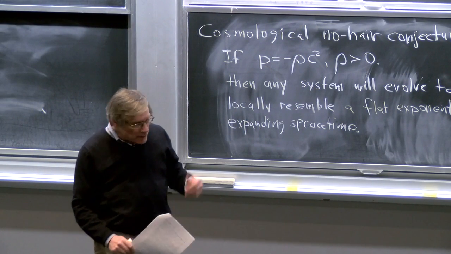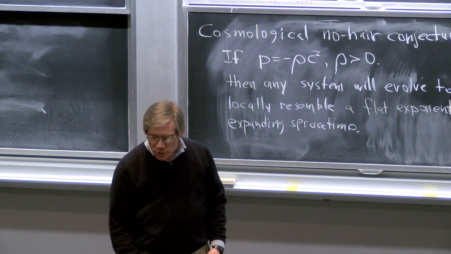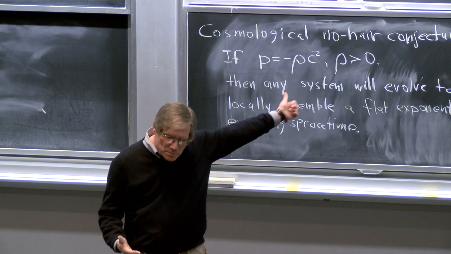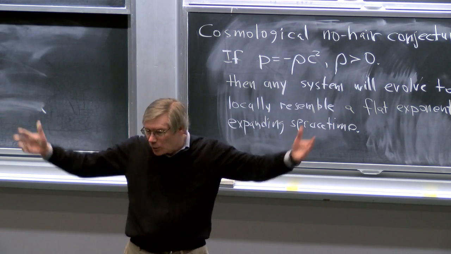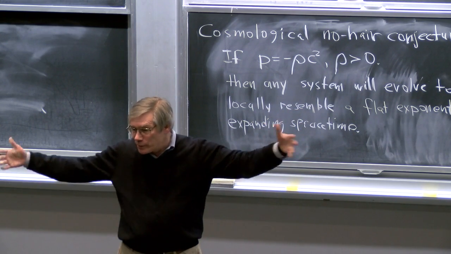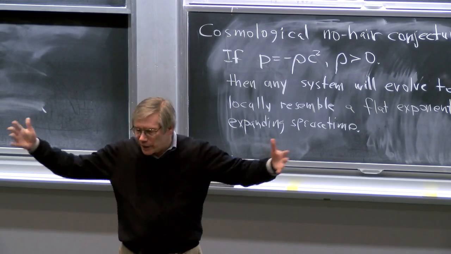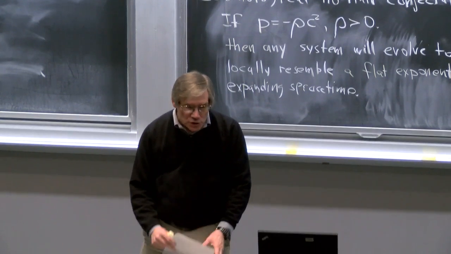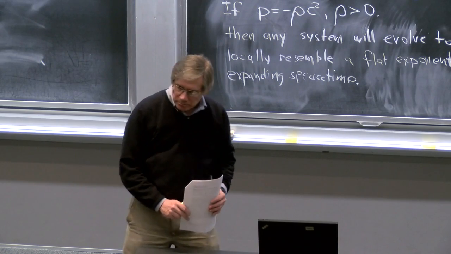Now the word locally there is needed to make it true. If, for example, you start with a closed universe, as just a simple example, which has this kind of matter filling it, it will start to grow exponentially. It will always stay a closed universe. It will never become literally flat. But as it gets bigger and bigger, any piece of it will look flatter and flatter. And it will keep getting bigger and bigger exponentially fast forever. So it will rapidly approach a space which looks like an exponentially expanding flat space.